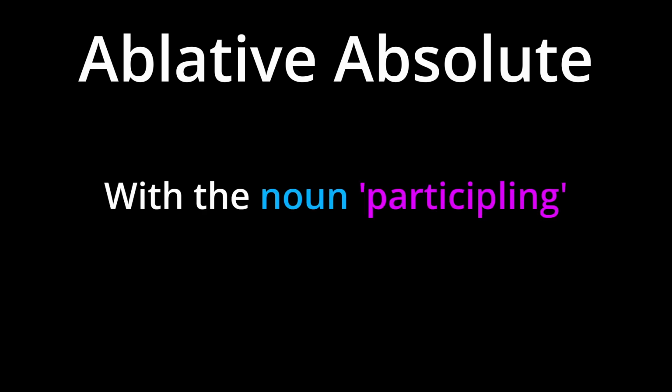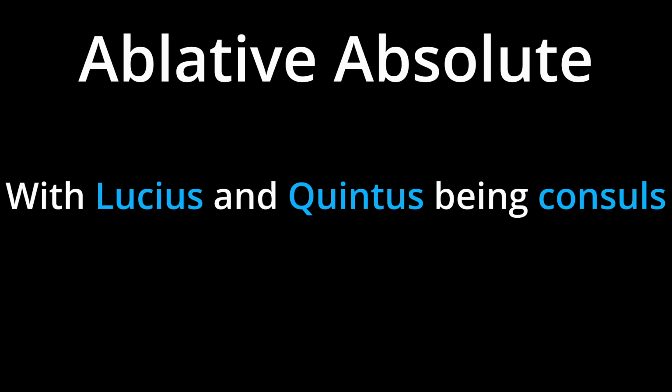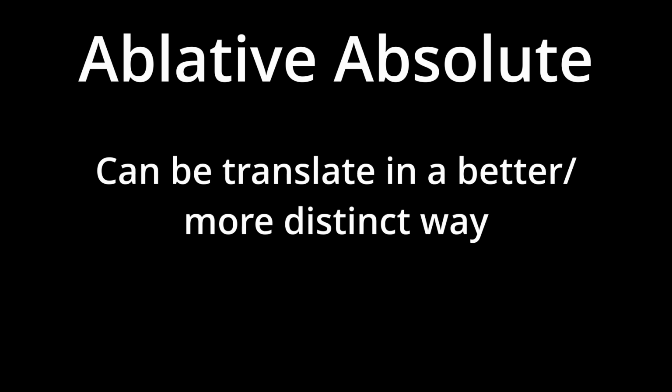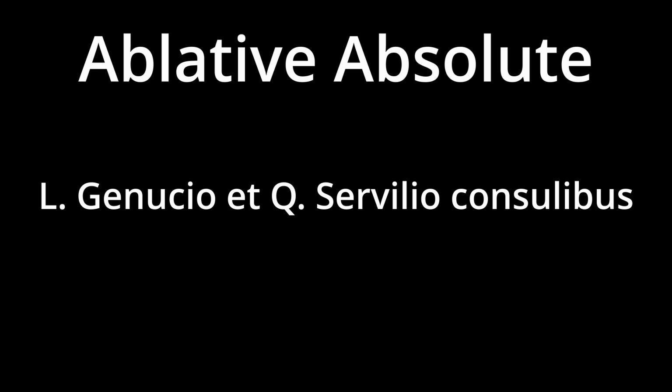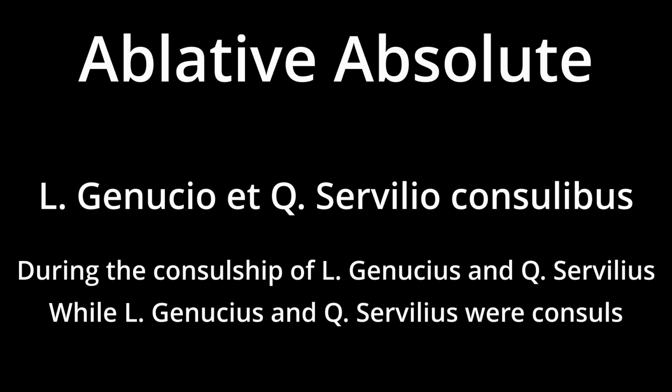The most general way to translate the ablative absolute is with the noun participling. So, like how I translated the phrase in this chapter earlier, with Lucius and Quintus being consuls. However, each use of the ablative absolute could be translated in a better, more distinct way. Here we can translate this phrase, because it is temporal, as, again, I've said before, during the consulship of Lucius and Quintus, or while Lucius and Quintus were consul.